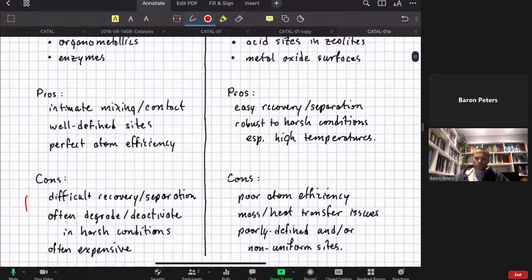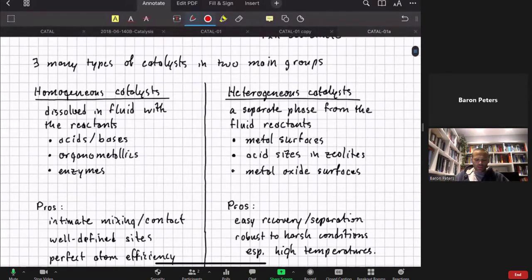So what we're going to do now is move towards studying individual categories of these things. We're not going to have time to go through all of them, but we will talk a little bit about enzymes for the homogeneous catalysts. We will probably do a few examples of acids and bases. Maybe in some of the worksheets we will see some organometallic complexes. And for heterogeneous catalysts, we will probably do some examples of things on metal surfaces.